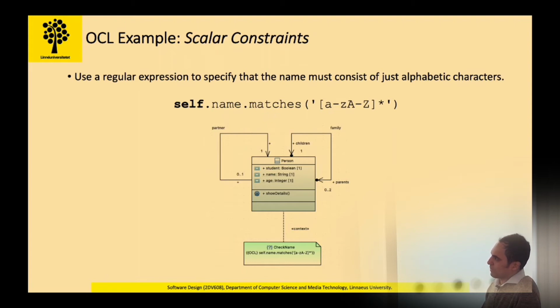So now we have this matches operation. This is a command from OCL which has this parameter. With this parameter, we can say that this is the regular expression, and that name must match between a to z and capital A to Z. So this is one constraint.